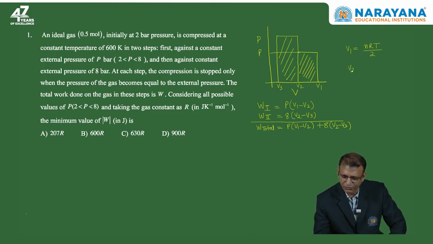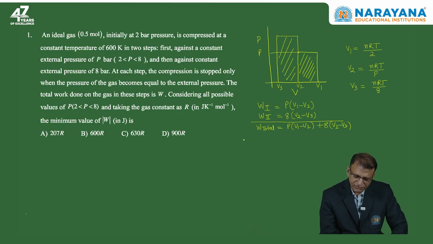Similarly, I can calculate the volume V2. So V2 we can write is equal to nRT divided by final pressure at this step, which will be P, and then the final volume V3 is equal to nRT divided by final pressure, which is 8 bar.